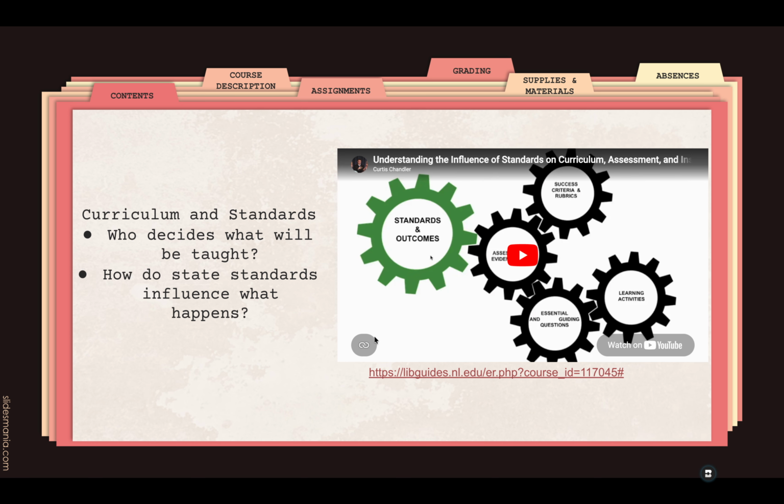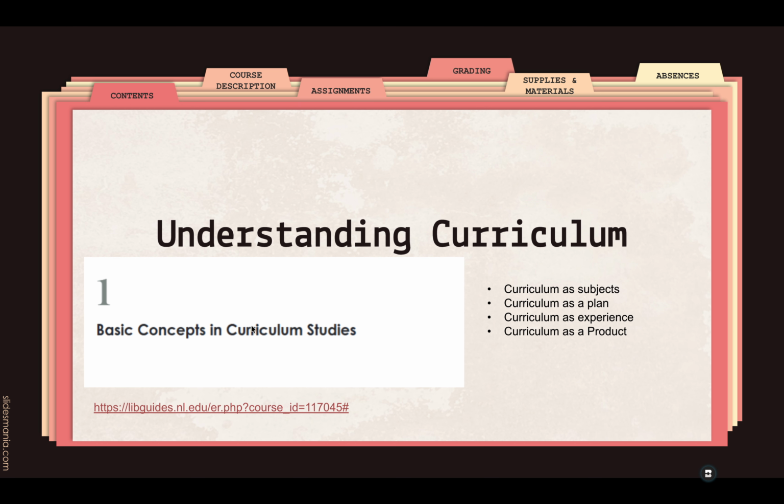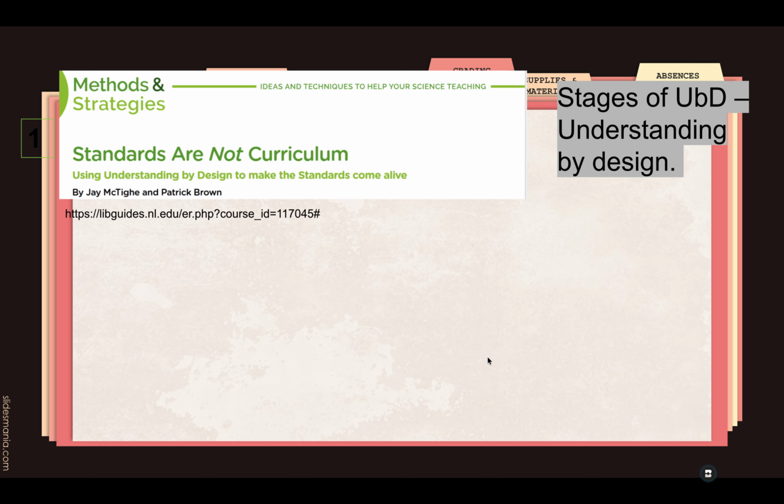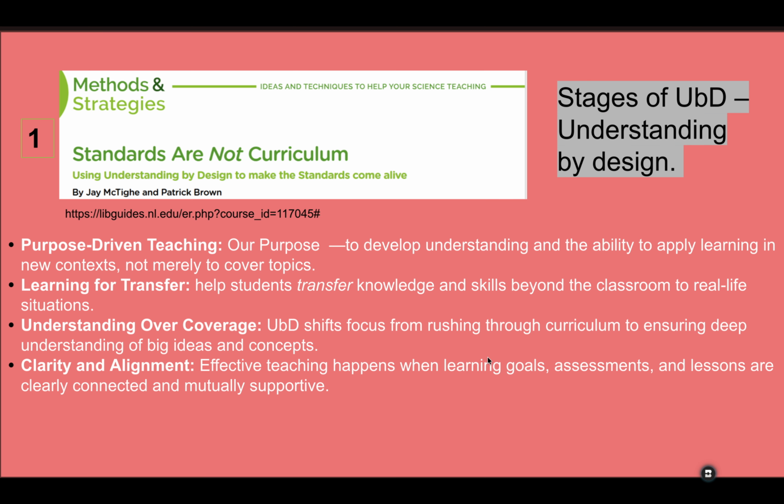This article or video in the course materials will explain to you more about how curriculum and standards are used, who decides what will be taught, and how states influence what happens. And then in the article Understanding Curriculum, we talk about curriculum as a subject, curriculum as a plan, curriculum as an experience, and curriculum as a product. And then now Understanding by Design. This is about curriculum planning. Standards are not curriculum. We use standards and educational theories to help us create curriculum.